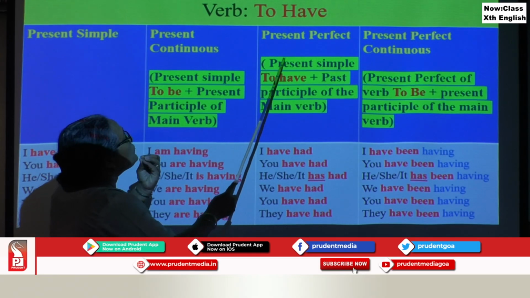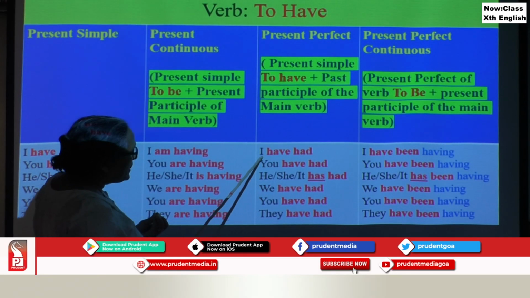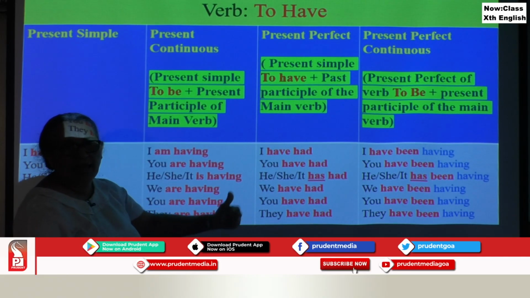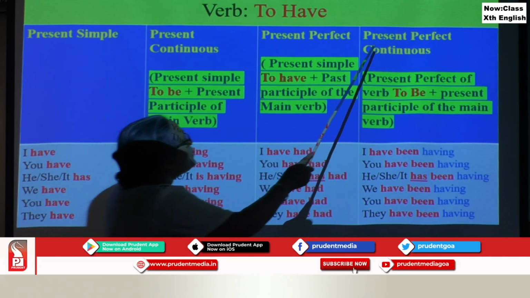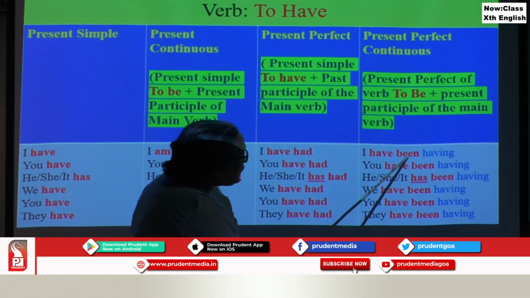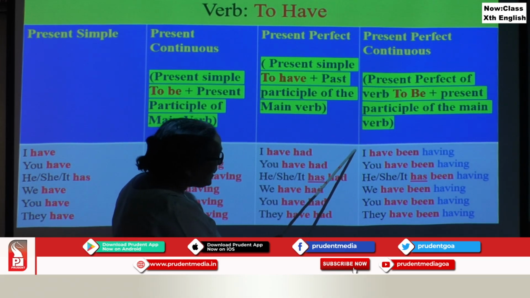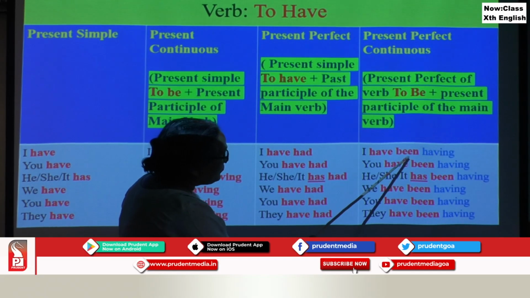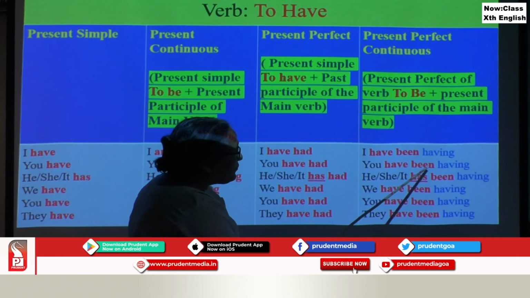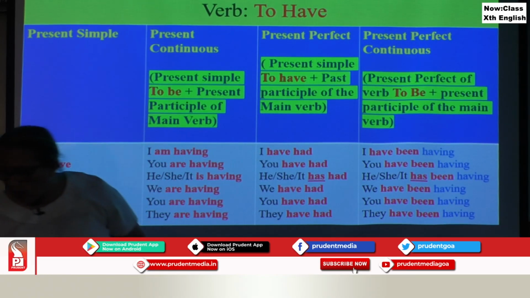Future perfect will be future simple of verb to have. That is, I shall have had, you will have had, and it will go on. Future perfect continuous will be future perfect of verb to be. That is, I shall have been having, you will have been having, and it will go on.